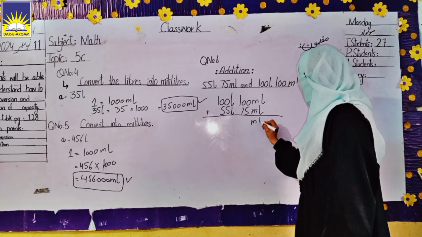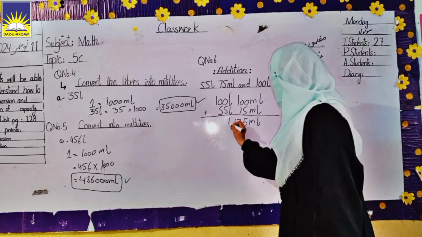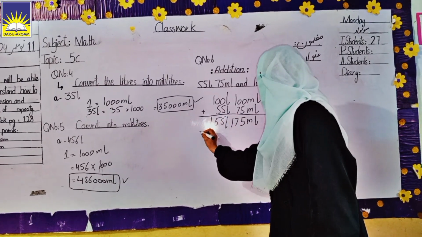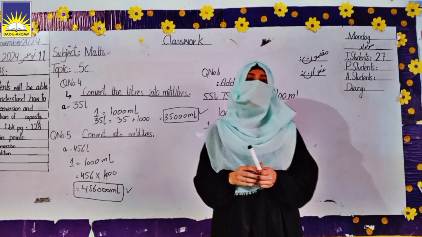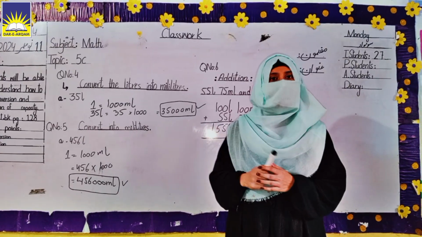Milliliter 5, 7 and 1 as well as liter 5, 1. This is our answer, and hopefully you will understand the concept of the conversion into milliliter and milliliter into liter conversion and as well as addition.